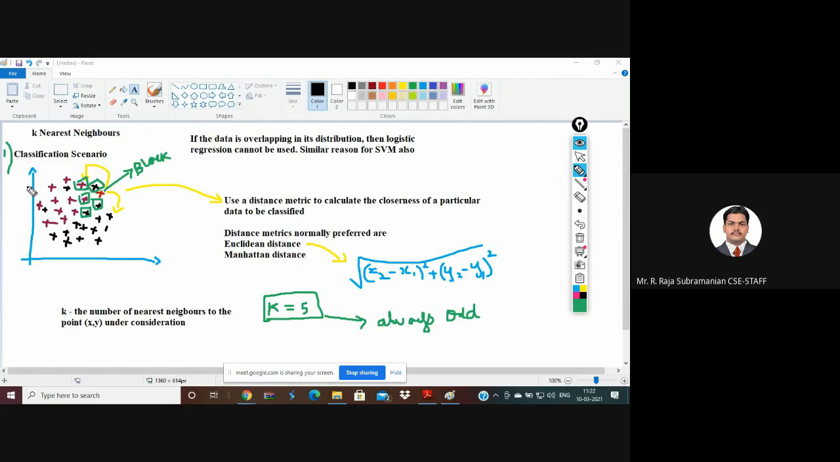Question number two: what is the main drawback? Or if I ask a question like, if the distribution of two sets of categories is highly overlapping, which particular classification algorithm would you prefer: decision tree learning, an SVM, k nearest neighbor, or something like logistic regression?